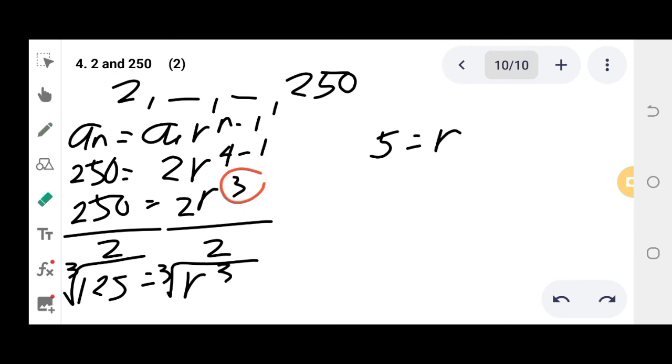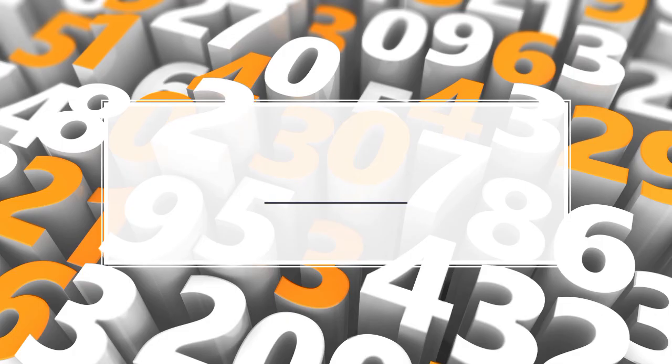Yan. Since the exponent of our ratio is odd, so isa lang po ang ating value ng common ratio, which is 5. So getting the 2 geometric means, that is 2 times 5 is 10, and 10 times 5 is 50. Ayan po yung dalawang geometric means na kukumpleto sa ating given sequence. And that will be all for this video about geometric ratio and geometric means.